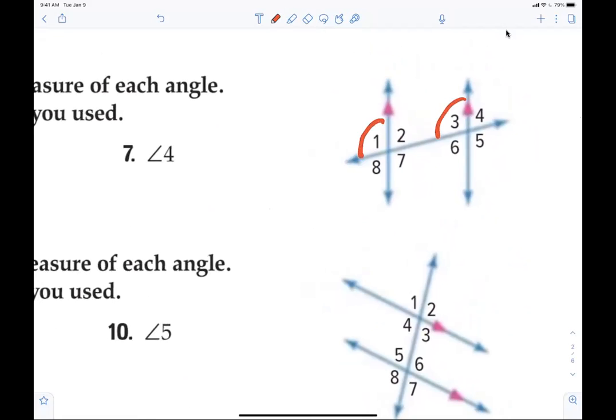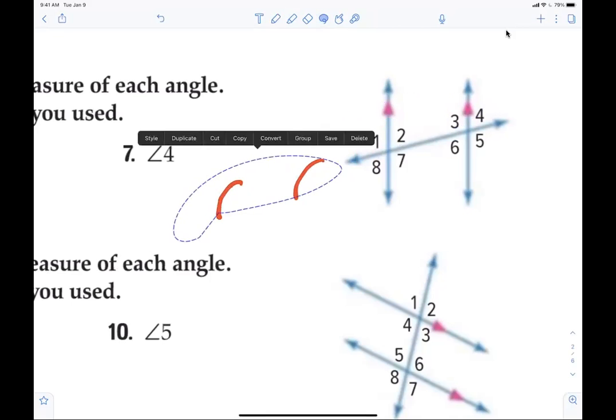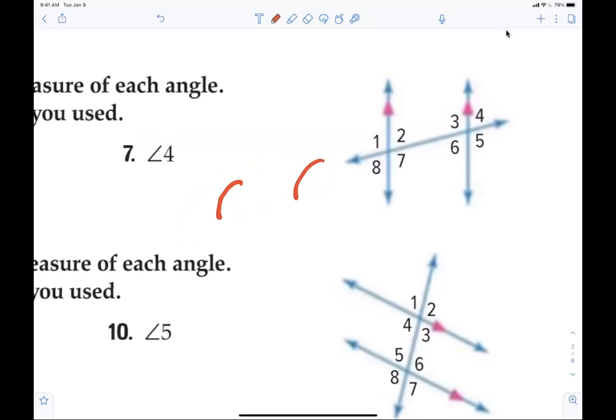What looks to be true about alternate interior angles? Look at angle 2 and angle 6. They are also congruent. If the lines are parallel, alternate interior angles are congruent. Everybody look at the alternate exterior angles. What does that look to be? They look to be congruent.